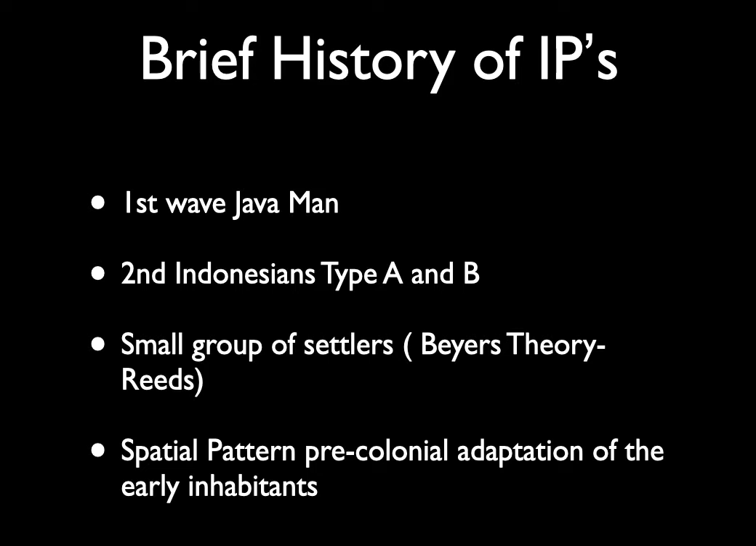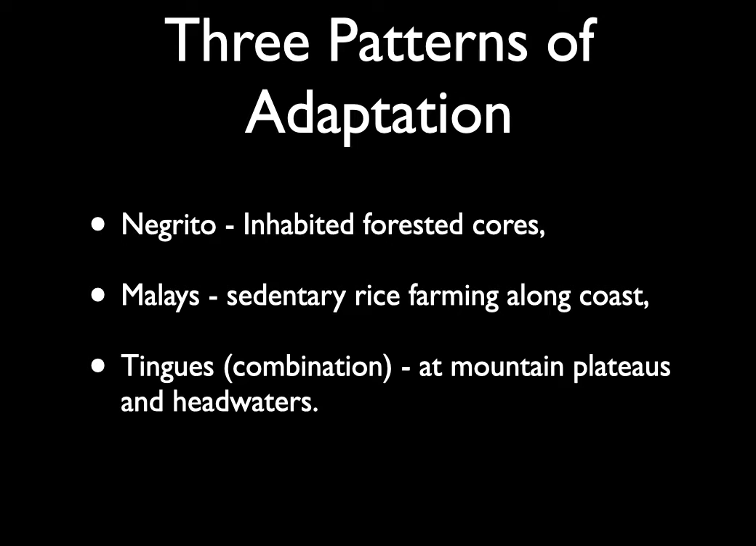Spatial pattern, pre-colonial adaptation of the early inhabitants. So that's how they formed their settlements. There are three patterns of adaptation. Those who inhabited forested cores are called Negrito, and those who practiced sedentary rice farming along the coast are the Malays. And those that combine the two at mountain plateaus and headwaters are the Tingues.